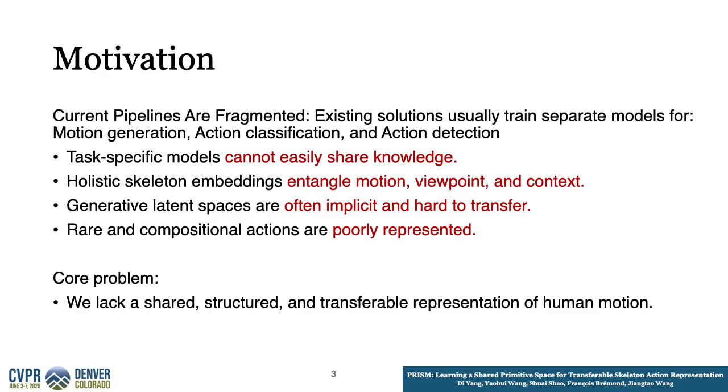Existing methods usually train separate models for generation, classification, and detection. This creates fragmented pipelines and prevents knowledge sharing. In addition, common skeleton embeddings often entangle motion, viewpoints, and body identity. This limits transferability.